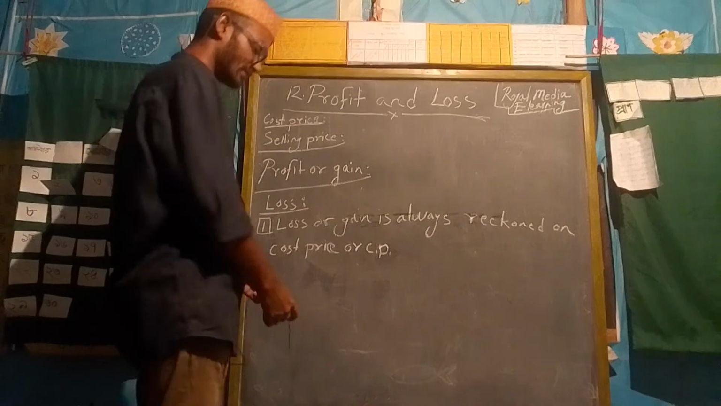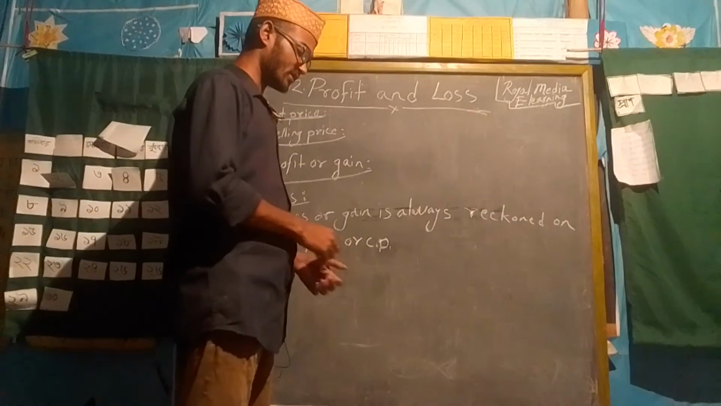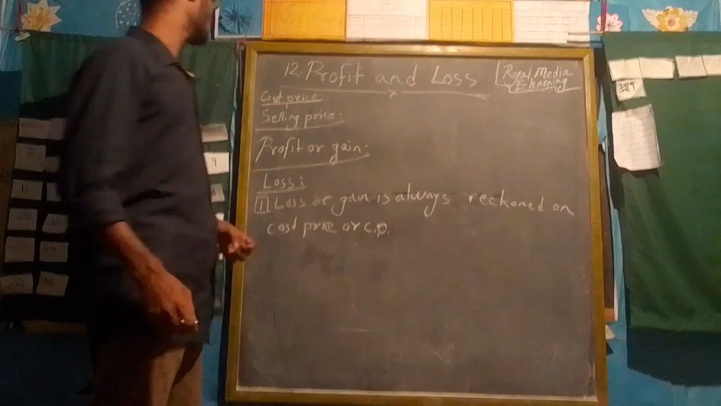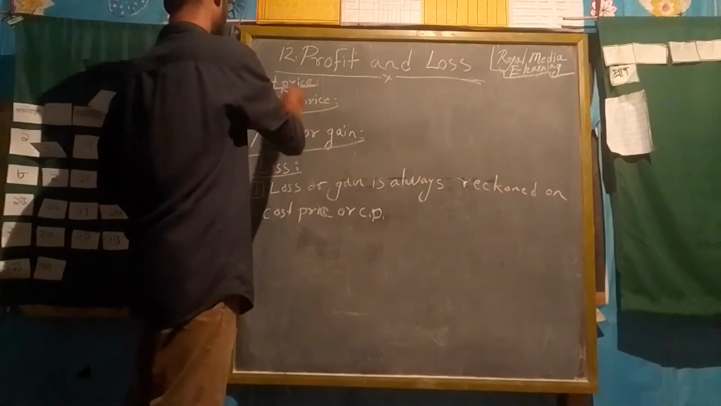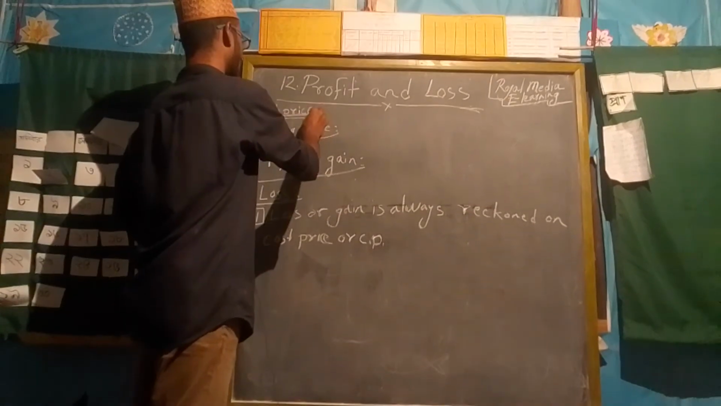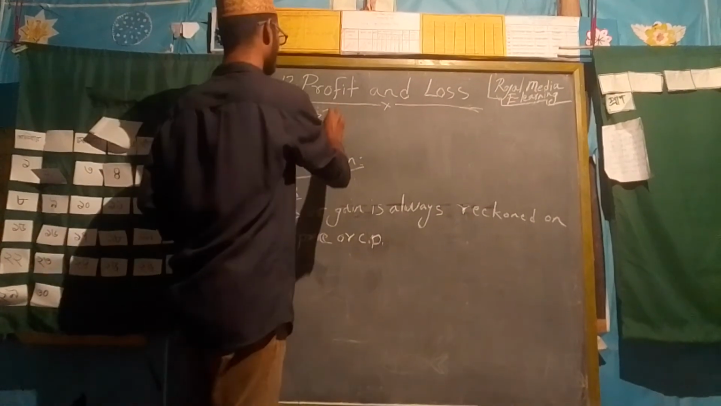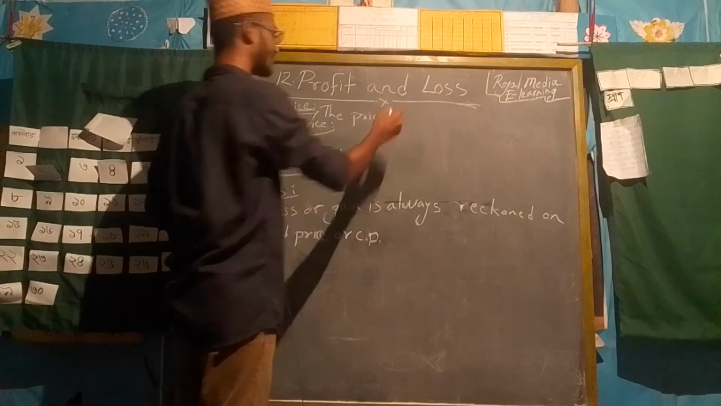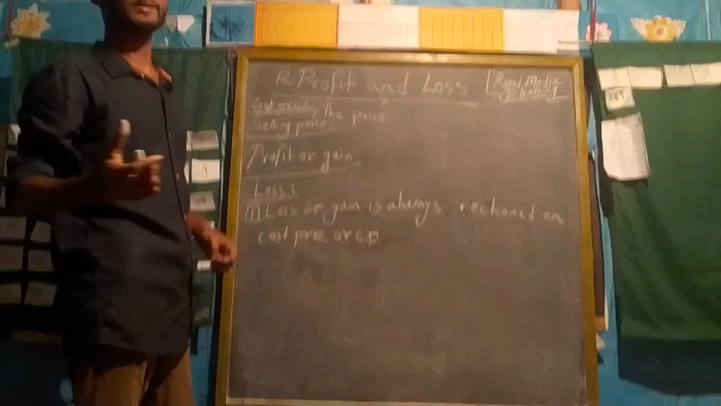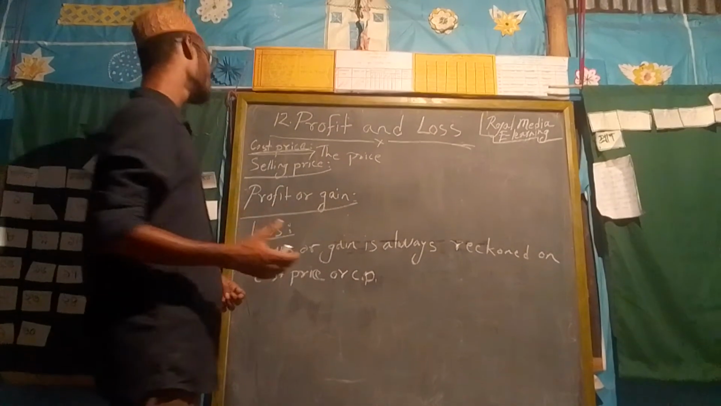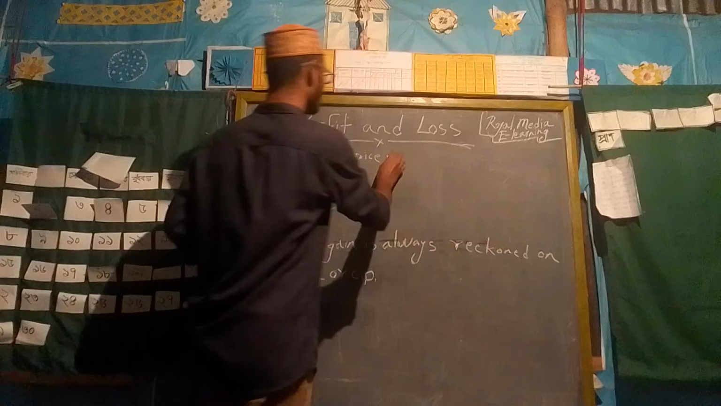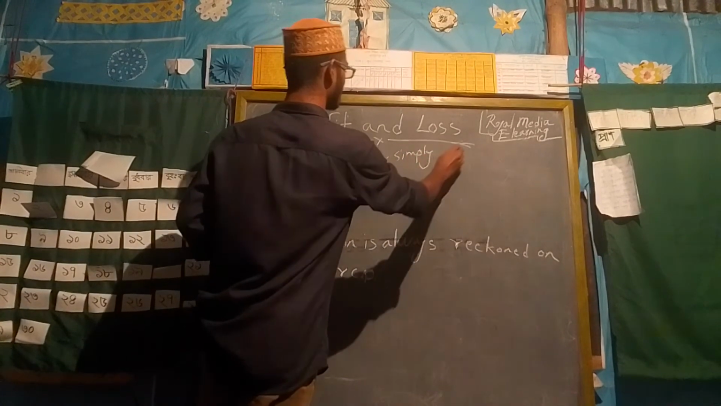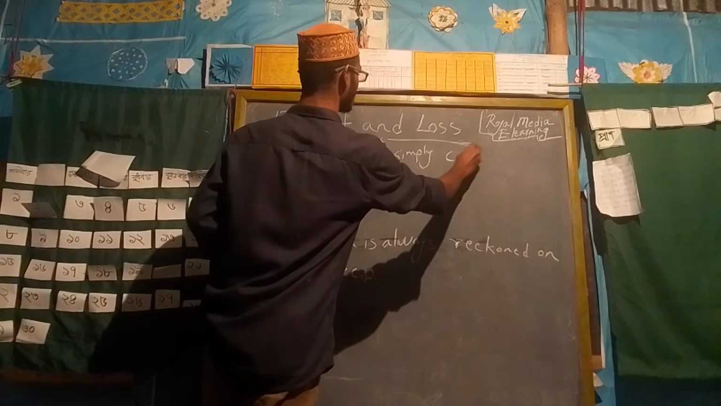Before starting the explanation or questions, we have to understand some important facts and formulas regarding profit and loss. The first criterion is cost price. What is cost price? The cost price is the price at which an article or an object is purchased. It is simply written as cost price or CP.